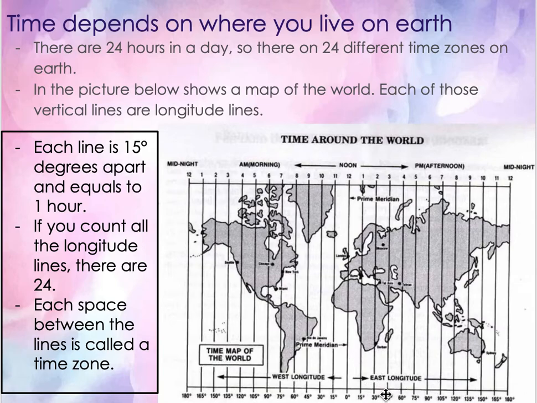Remember when we were writing our coordinates, you would either write E for east or W for west in your numbers. This is the reason why. In the middle, the prime meridian is what separates the longitude lines. So again, the longitude lines help separate the time zones. They're the vertical lines, and there are 24 lines because there are 24 hours in the day. Okay?